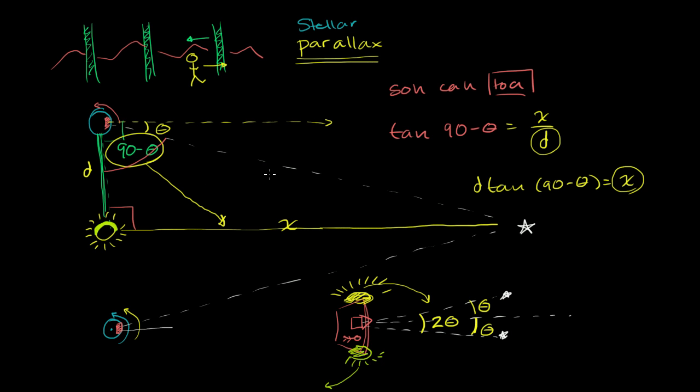And actually, the Europeans right now are in the process of a mission called Gaia to measure these to enough accuracy that we can start to measure the accurate distance to stars several tens of thousands of light years away. So that'll start to give us a very accurate map of a significant chunk of our galaxy, which is about 100,000 light years in diameter.